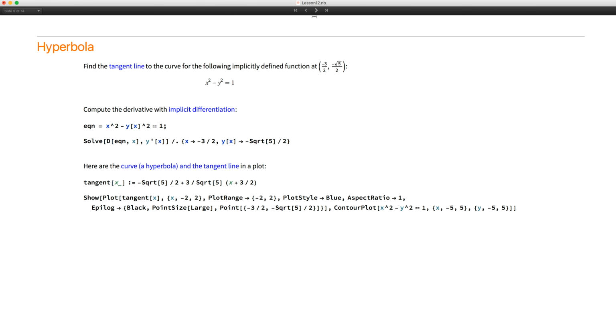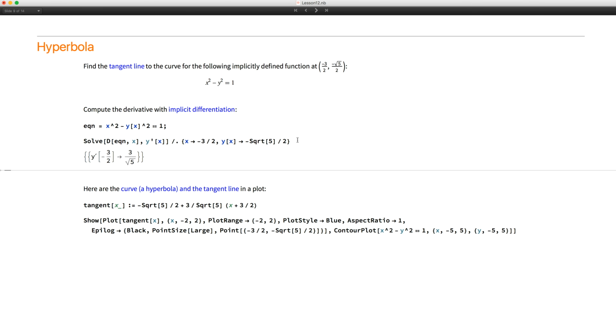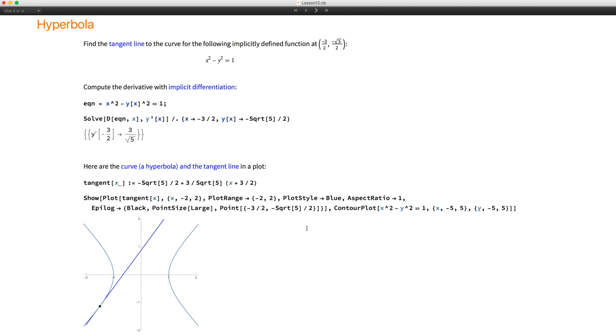Okay, from the ellipse we go on to the hyperbola. So that's the hyperbola equation. You want to work at a certain point that's given to you. Again, replace y by y of x, solve for y prime of x, plug in the values, and you get back the slope. Write down the equation of the tangent, and then you plot the tangent and the curve, and you get back this nice picture. Notice that in all these plots, I'm using the contour plot function to plot the curve itself, while I'm using the plot function to plot the tangent line.